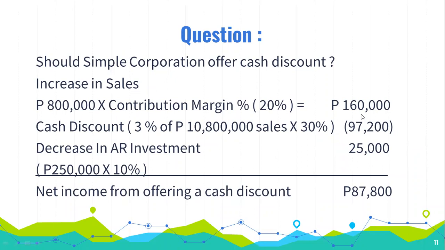So when we combine all of them, 160,000 pesos plus 25,000 pesos minus 97,200 pesos, in conclusion, there is a net benefit from offering a cash discount worth 87,800 pesos. What is the conclusion? The conclusion here is Simple Corporation should offer a cash discount because there is a net benefit of 87,800 pesos.